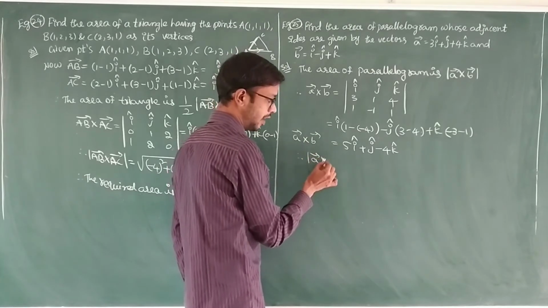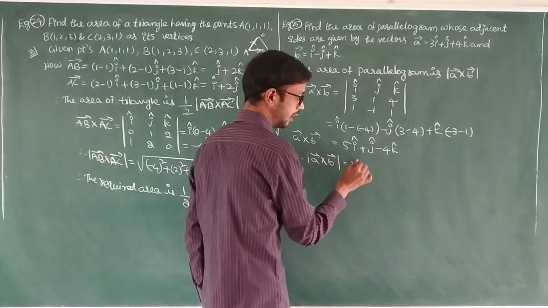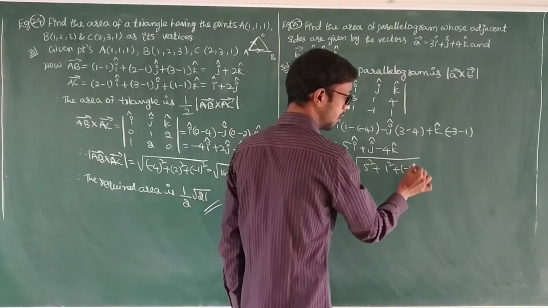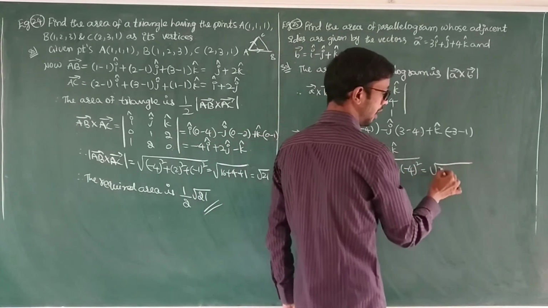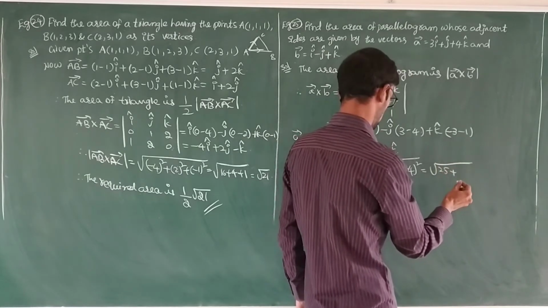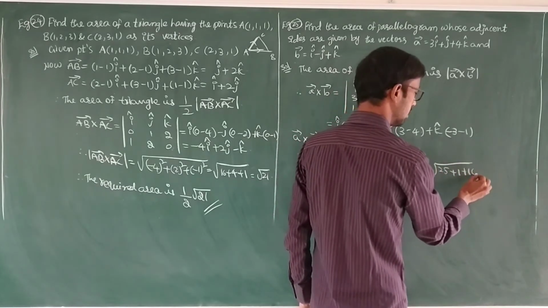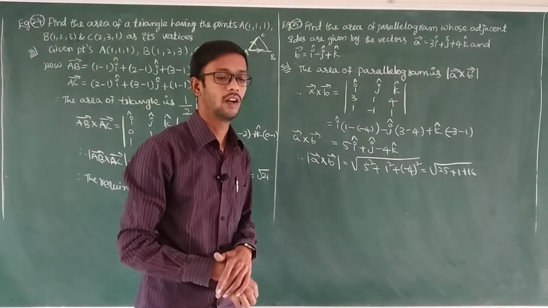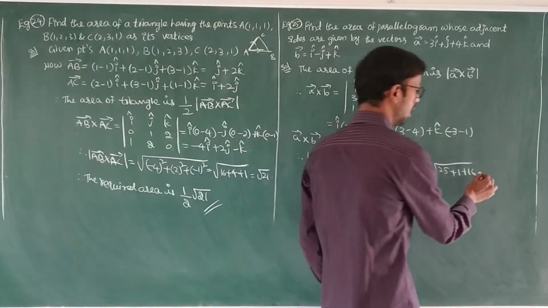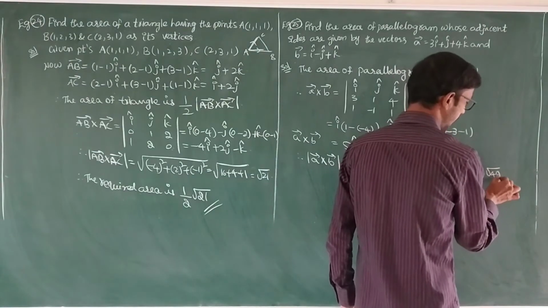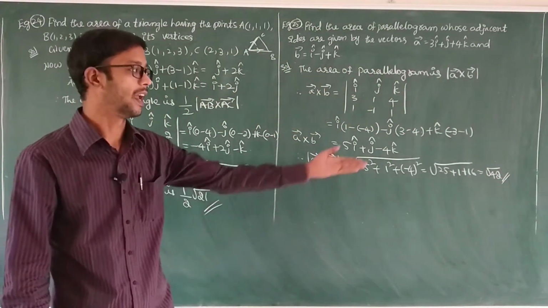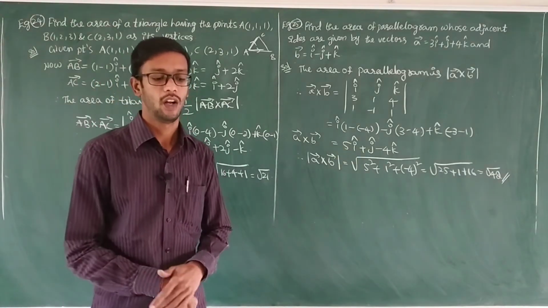Magnitude we have to find now. Magnitude of this vector is 5 square plus 1 square plus minus 4 whole square, that is 25 plus 1 plus 16, which is root 42. So the required area of the parallelogram is root 42.